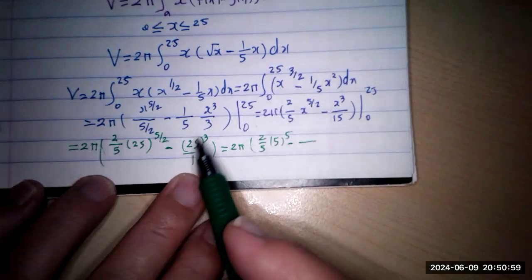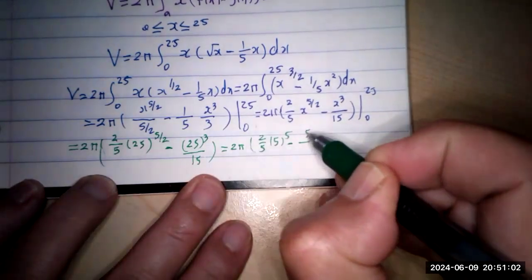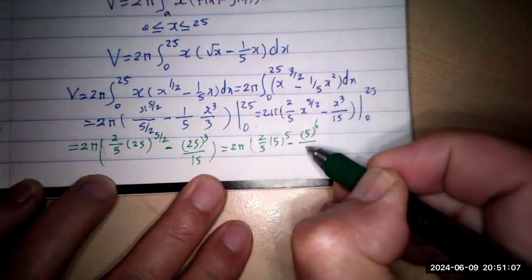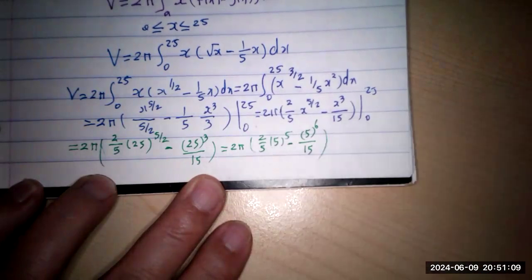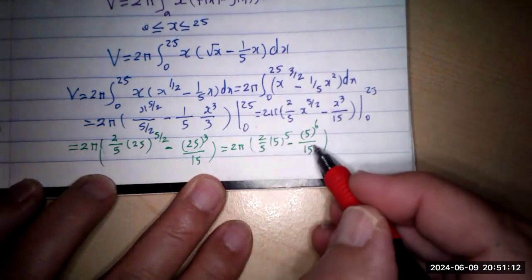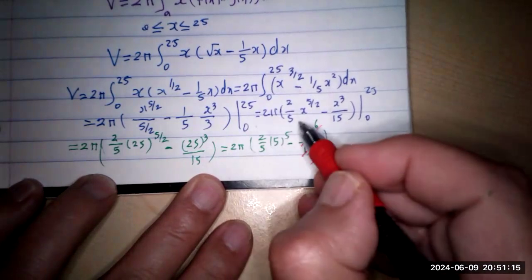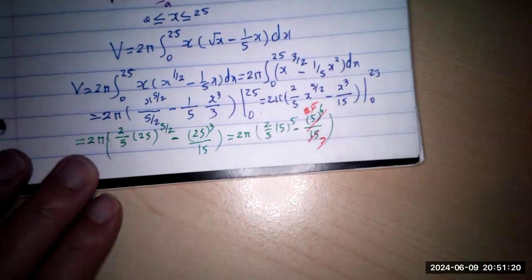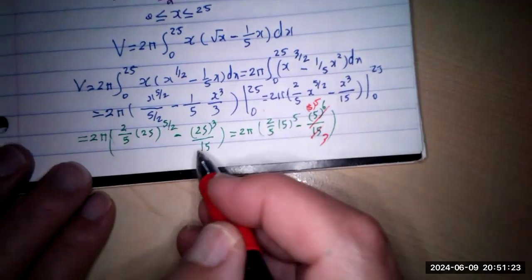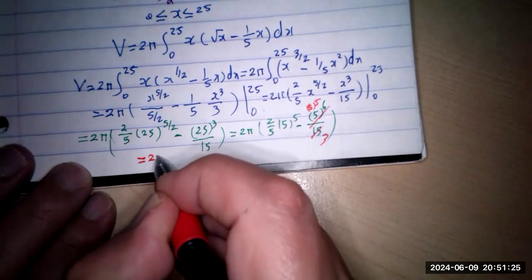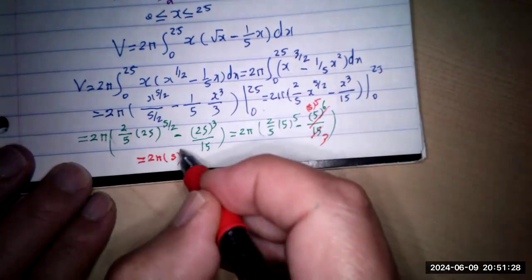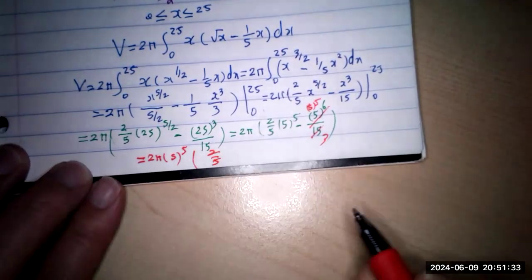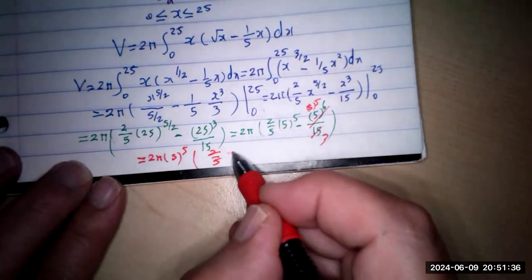So this would be something like 5 to the 6th, because 25 would be 5 squared, 2 times 3, 6, over 15. If you simplify one of the 5s, that gives you 3, and that gives you 5 to the 5th. Again, you can use your calculator, or I just pull out the 5 to the 5th, and then I'll be able to simplify it. So that gives me 2 pi, 5 to the 5th out. The first part gives me 2/5, and the second part gives me negative 1/3.